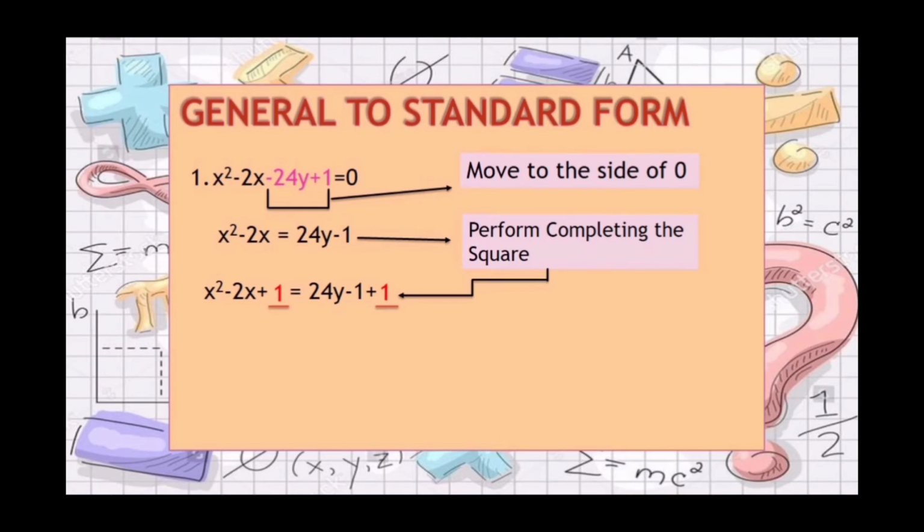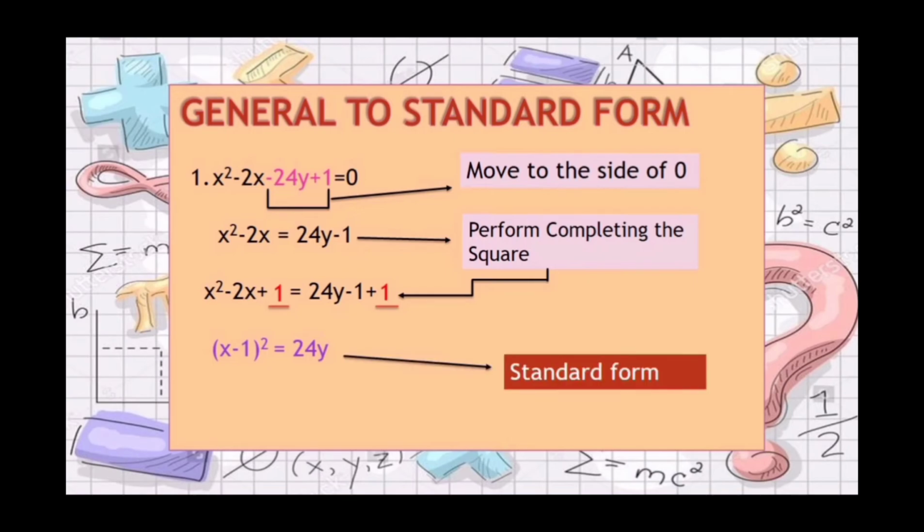So let us factor x squared minus 2x plus 1. The square root of x squared is x, and the sign of the middle term is negative, and the square root of 1 is 1. And we have a squared. And then we have 24y, and let's cancel the negative 1 plus 1. And that will be our standard form for this equation.